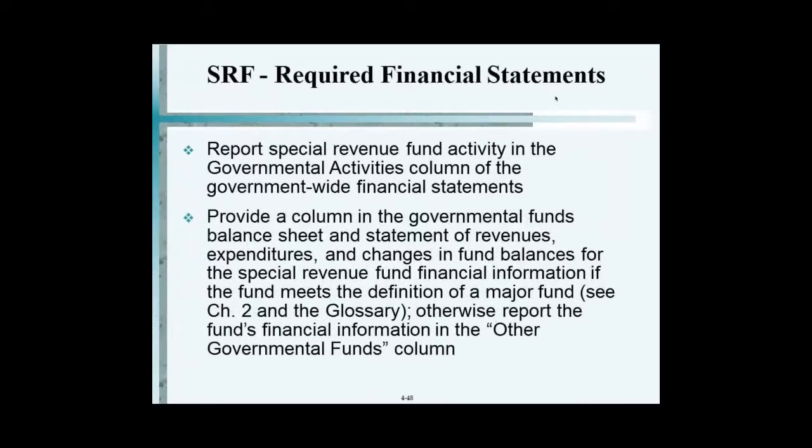The statements are pretty much the same. You have the balance sheet, statement of revenues, expenditures, and changes in fund balance. And then, if the fund meets the definition of a major fund, if not, show it as other governmental funds. I think one of the CAFR exercises requires you to identify special revenue funds. So if it's a major fund, it will show up on the governmental fund balance sheet and the statement of revenue expenditures.